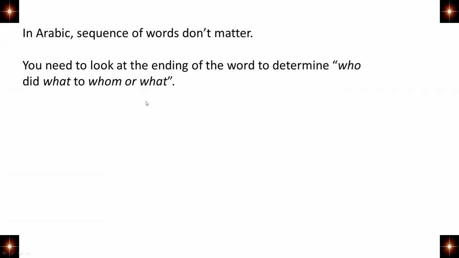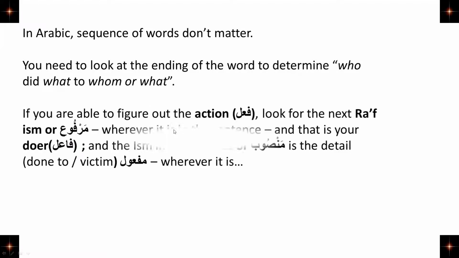Jaluta, oh, sorry, you are the done to, the victim, sorry, okay. So the U are very important. Further explanation says here, if you are able to figure out the action, that is a fail. Yesterday, we did a lot of this: fail, fi'l, fa'il, ism, fa'il, harf, and you are able to detect the fa'il. The moment you detect the fa'il, the ruling says, look for the next rafa ism, and that is the marfu', wherever it is in the sentence, and that is your fa'il or your doer.